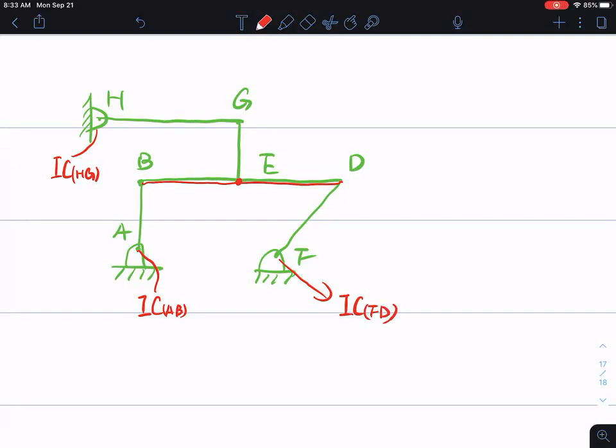Now your job: what is the instant center of BD and GE? I already told you 3 instant centers. You find the instant center of this one and this one. If you don't know what to do, check your notes. You have 6 steps in your notes, and the first 4 steps teach you how to find an instant center.